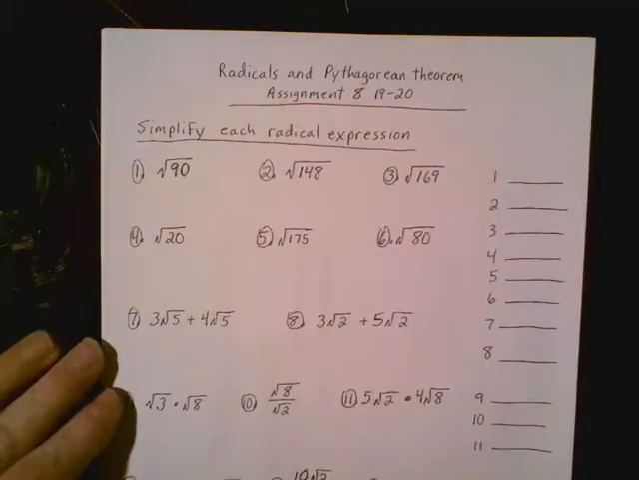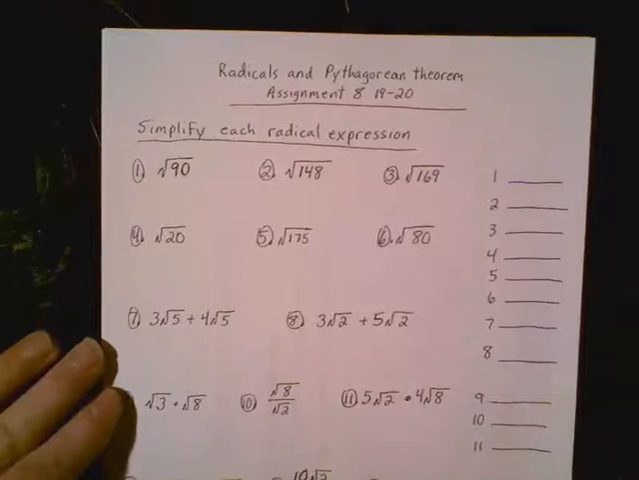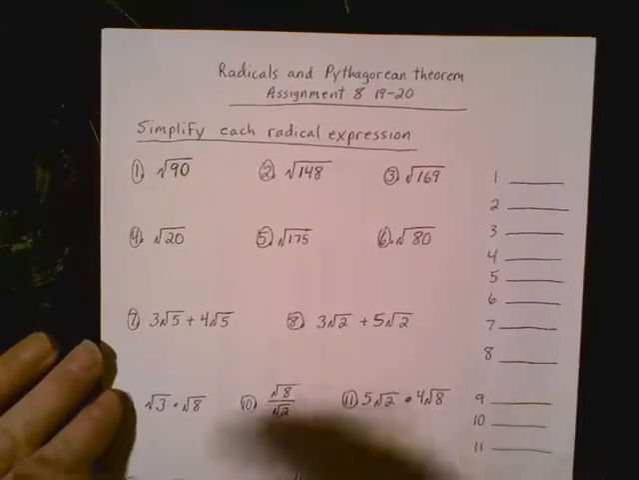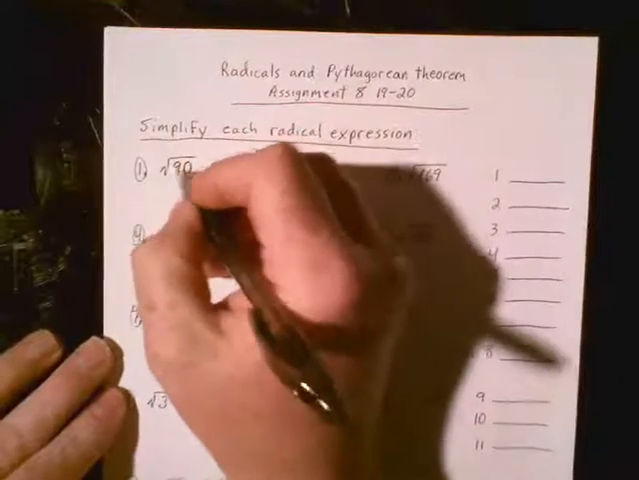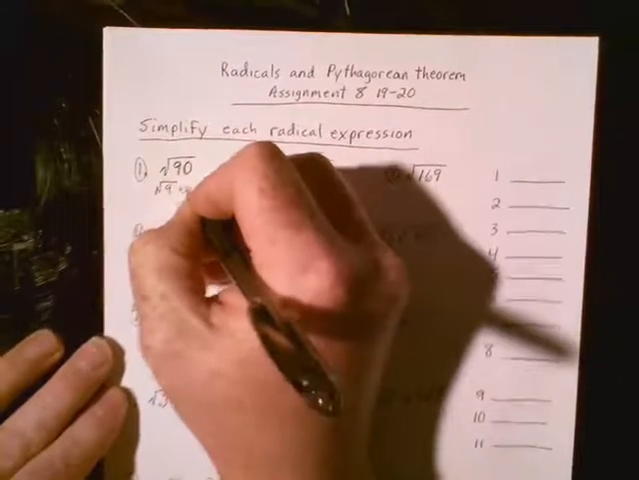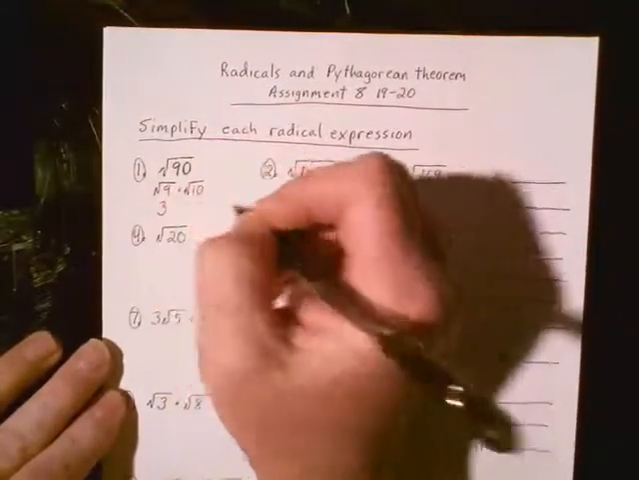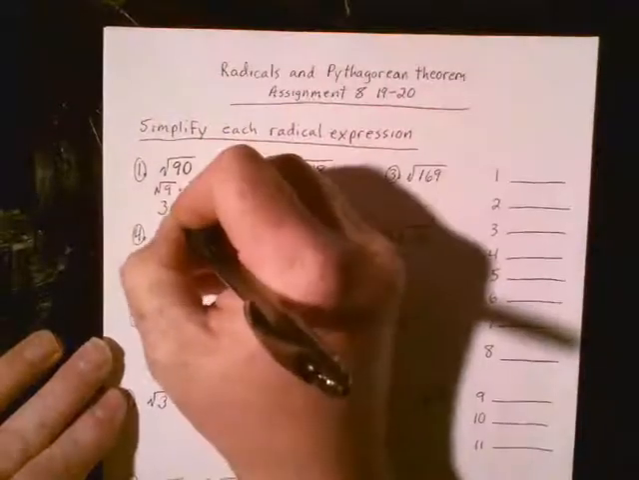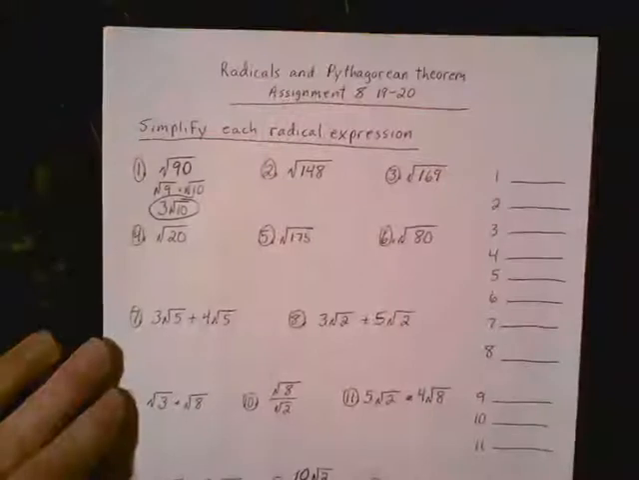And again, the second part is going to be over Pythagorean theorem, so that'll be a completely separate part of this assignment. The first one here, I look at this and I see that this will break down into the square root of 9 times the square root of 10. 9 is a perfect square number, so that comes out of the radical. That's 3 times the square root of 10. That's your answer. 3 times radical 10.